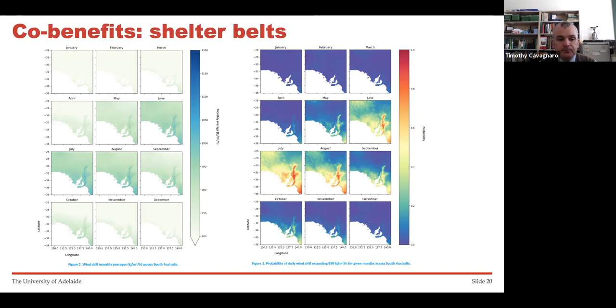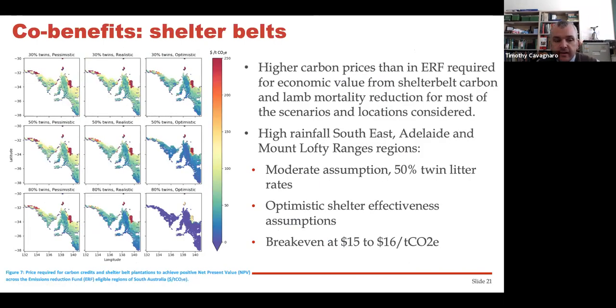for livestock. What we then did is we ran a bunch of scenario modeling exercises where we looked at different scenarios in terms of optimistic, realistic, and pessimistic outcomes in terms of wind chill effects on the livestock. And then we looked at different scenarios for the rates of twins that are born to a particular ewe. So from 30%, 50%, and 80% twins. Okay, so quite a wide range of scenarios there.